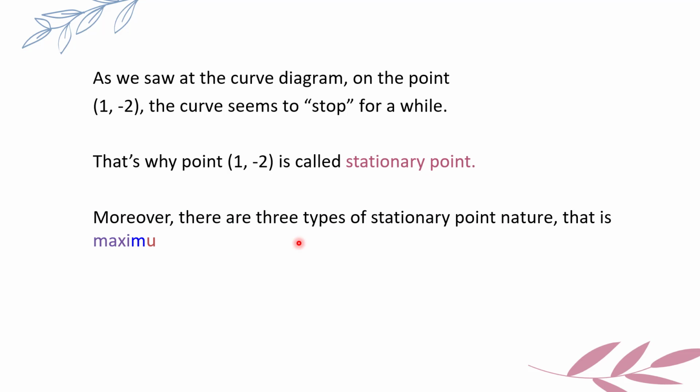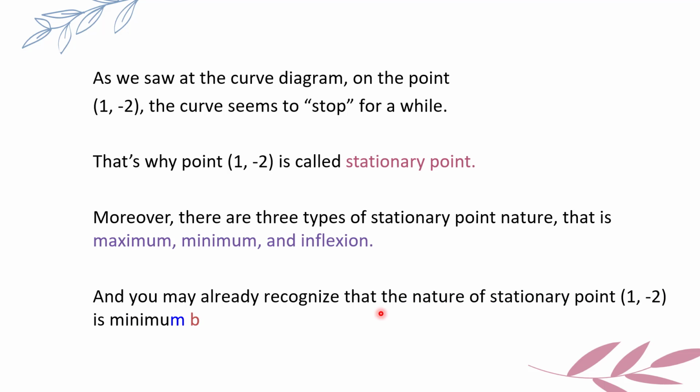Moreover, there are 3 types of stationary point nature that will be discussed later: how to define maximum, minimum, and inflection. And you may already recognize that the nature of the stationary point (1, minus 2) is minimum. Why? Because you can see that as x increases from left to right, the value of y decreases and then increases.